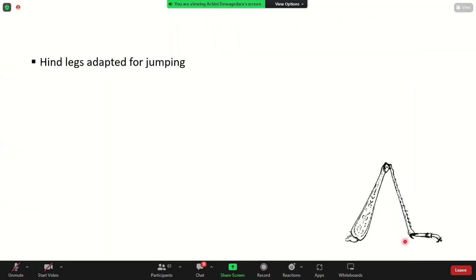Right? And in some insects, like grasshoppers, they have modified their legs for jumping.